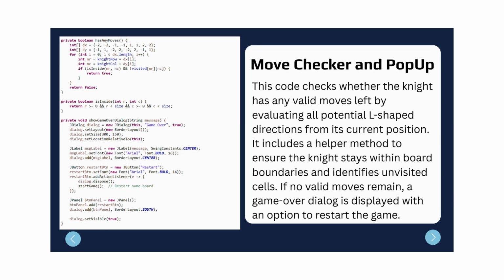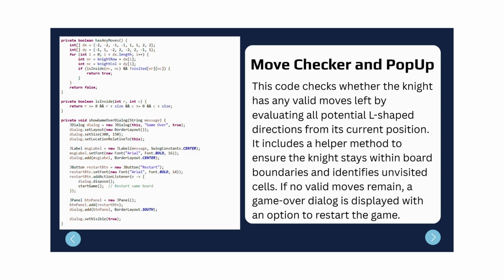The next is inside, which confirms that a given cell is within the board boundaries, helping avoid index out of bounds errors when clicking cells. So basically, if you select a cell, it should be within the board itself.